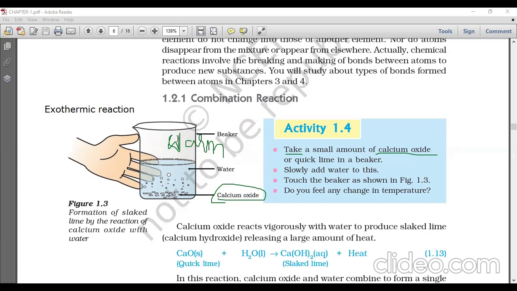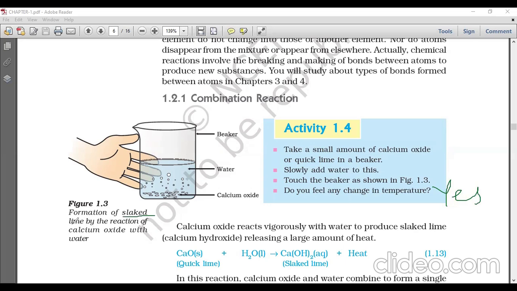So in this reaction, what is happening? Heat is produced, heat is coming out. So this is an example of an exothermic reaction. Now touch the beaker. Do you feel any change in temperature? Yes. You write the answer here: yes. So what happens? Formation of slaked lime by the reaction of calcium oxide with water.